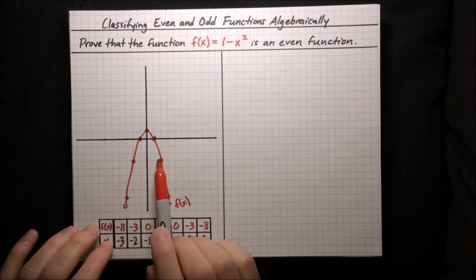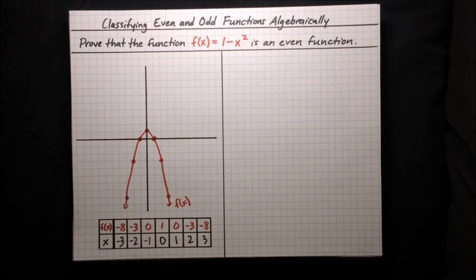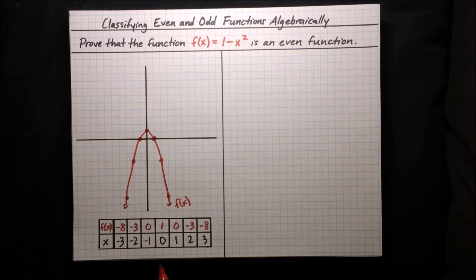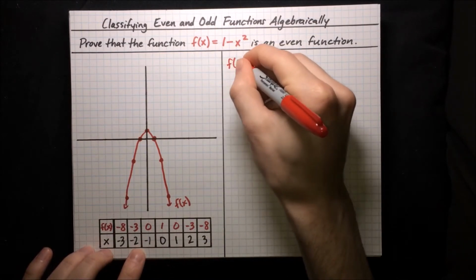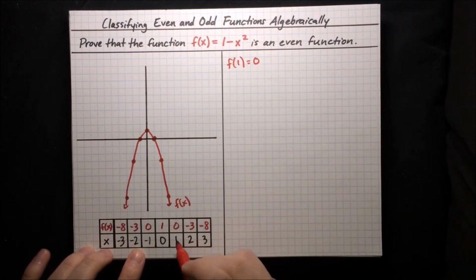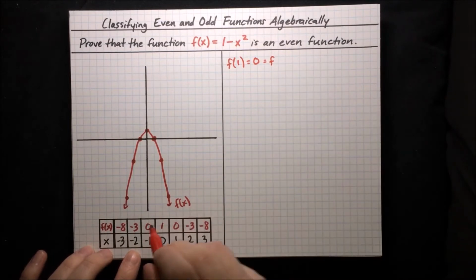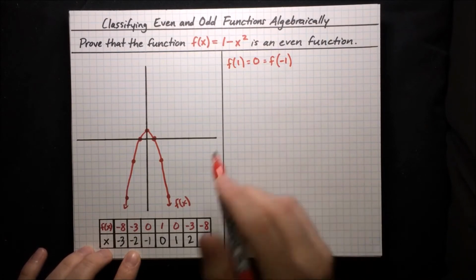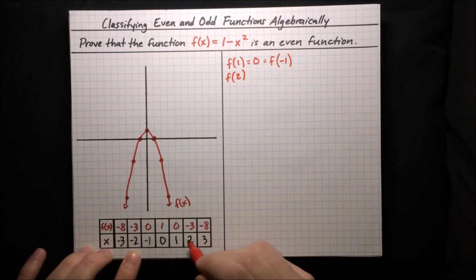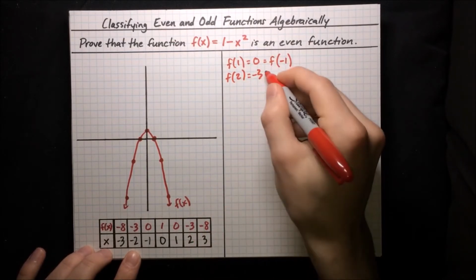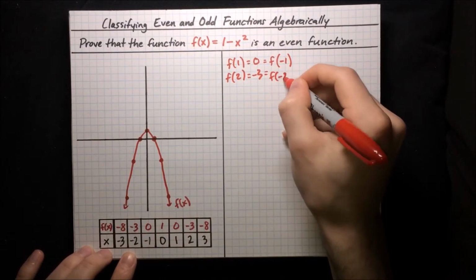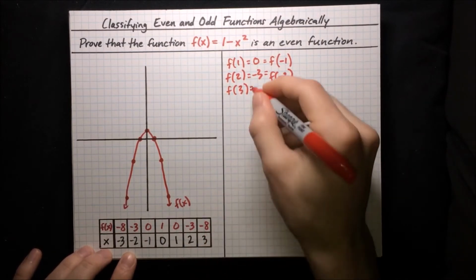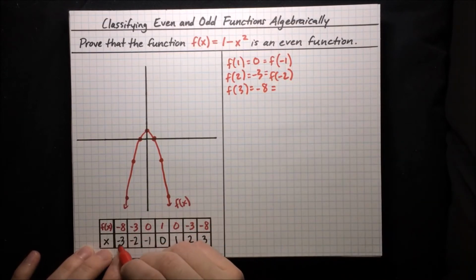So what does symmetric about the y-axis mean algebraically? It means that when we flip the sign of the input x, the output y equals f of x stays the same. We can see this in our table. For example, f of 1 is just 0, and 0 is also what f of -1 is. So when we flip the input from 1 to -1, the output is still 0. It's the same idea with f of 2. f of 2 is -3, and that's the same as f of -2. f of -2 is also -3. Same idea with f of 3. That's -8, and that's also equal to f of -3.